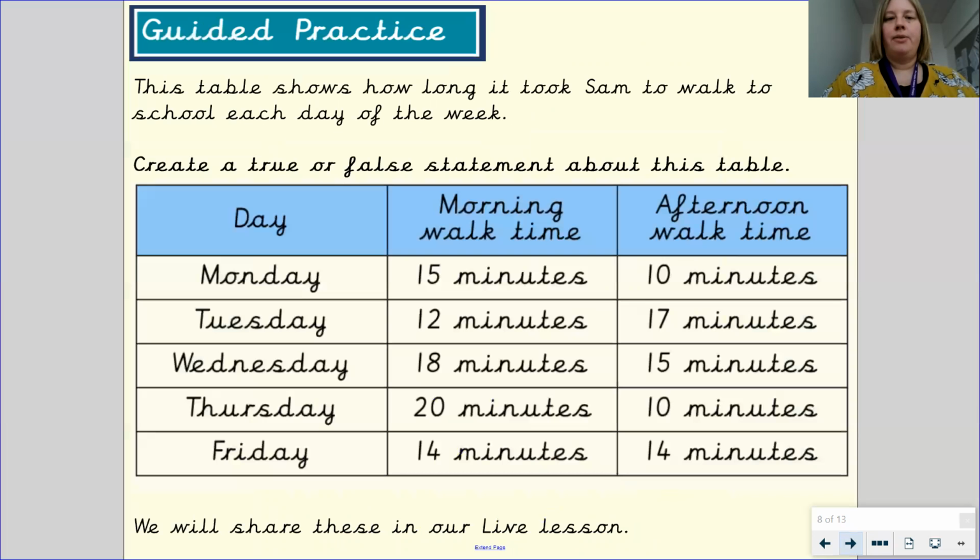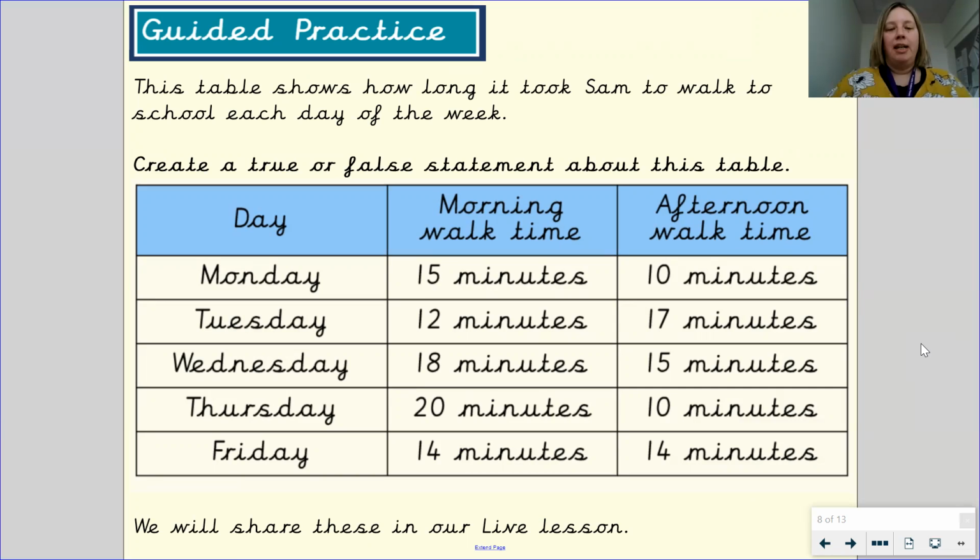Let's look at our next question. This table shows how long it took Sam to walk to school each day of the week. Create a true or false statement about this table. If we're writing a true statement, it's something that is factual, something that we can see on the table. If we're writing a false statement, it's something that we have made up.